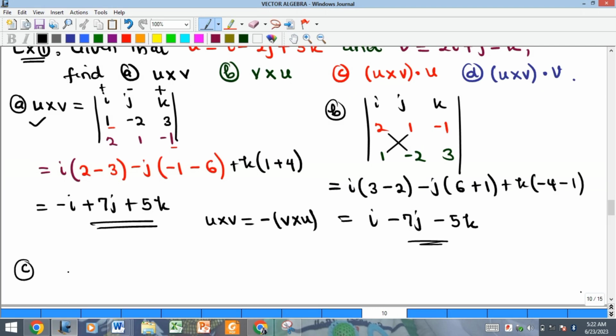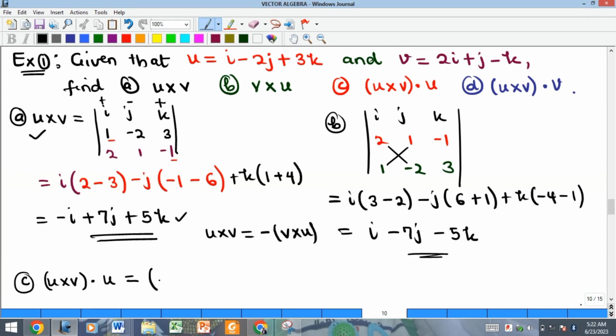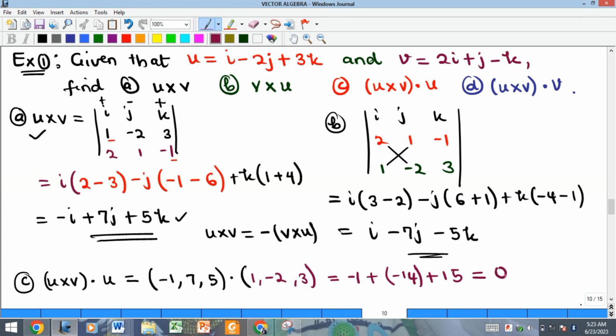So if I take the dot product of U cross V together with U, what I'm going to have is my U cross V is this one. That's minus 1 comma 7. So if you open that bracket, you're going to have minus 1 times 1 is 1, then plus 7 times minus 2 is minus 14, then plus 5 times 3 is 15. So if you add all of this, you are going to get 0.